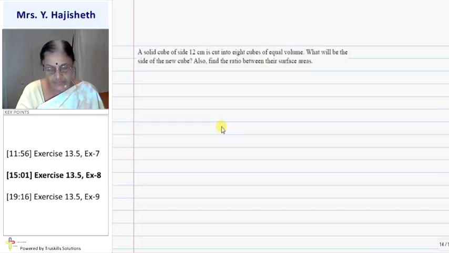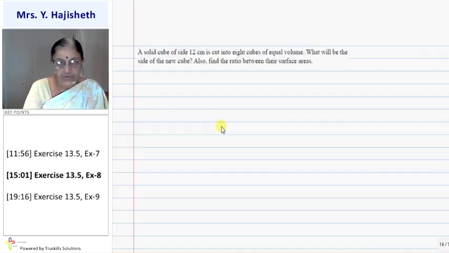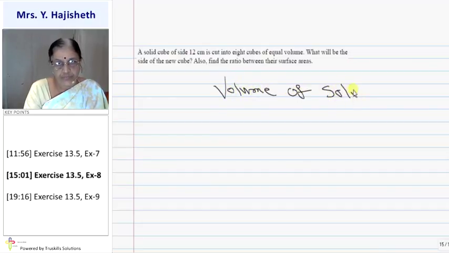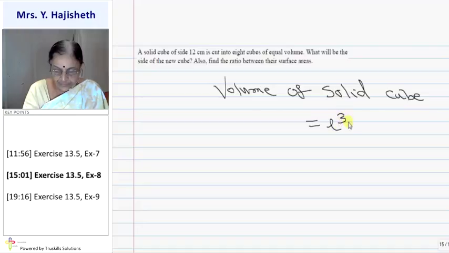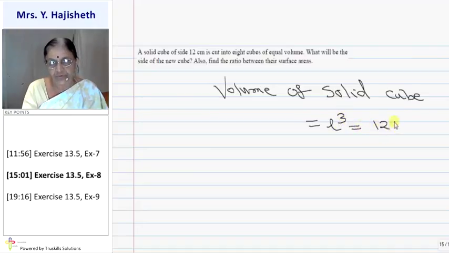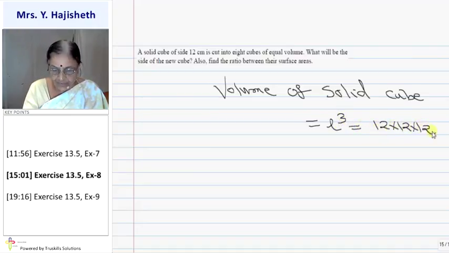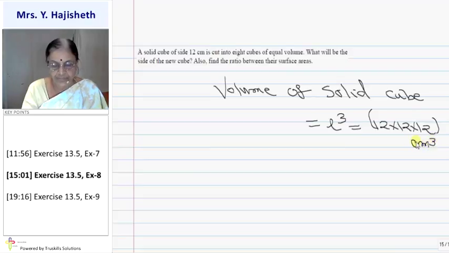Now next, a solid cube of side 12 centimeter is cut into 8 cubes of equal volume. What will be the side of new cube? Also find the ratio between their surface area. Now see, first I will find out volume of solid cube. Volume of solid cube, big cube, is suppose V. So it is L cube. Right? So it is 12 into 12 into 12. That is this many centimeter cube. I don't do calculation just now, okay?